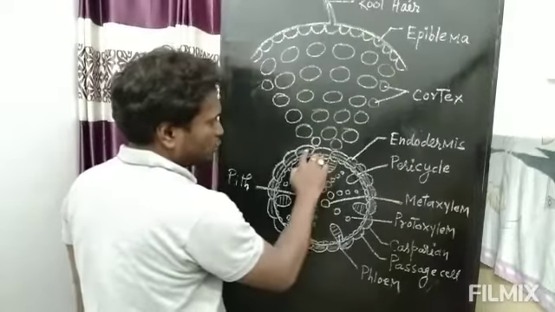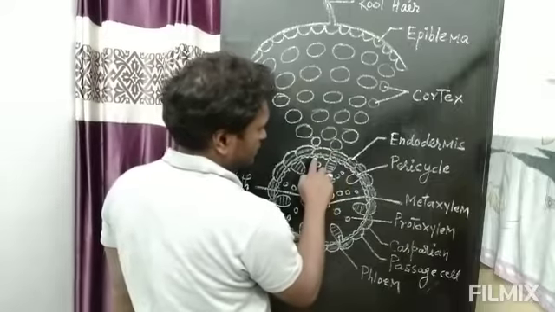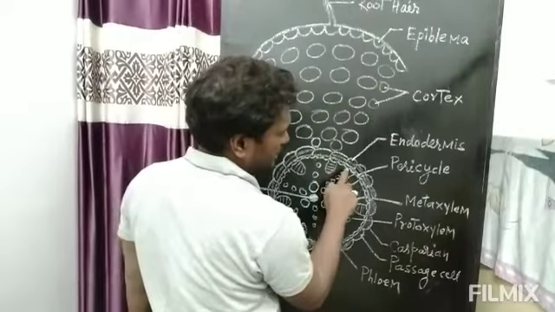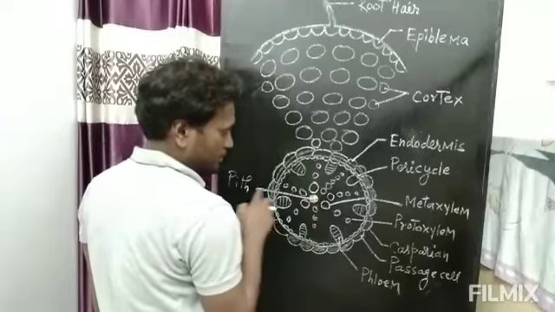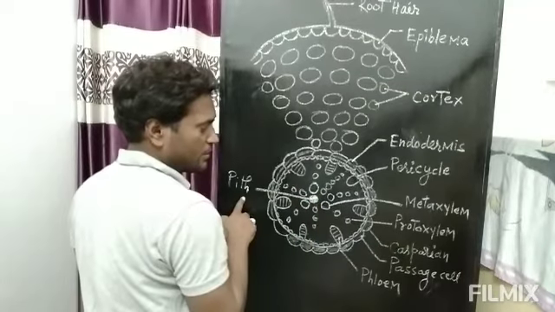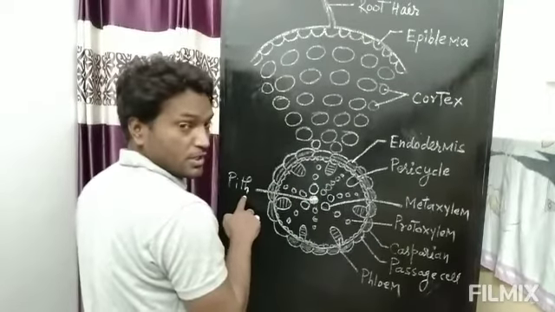Inside the endodermis, there is single layer pericycle made of parenchyma cell. In the center, there is well developed pith. It is also parenchymatous. It helps in storage of food.